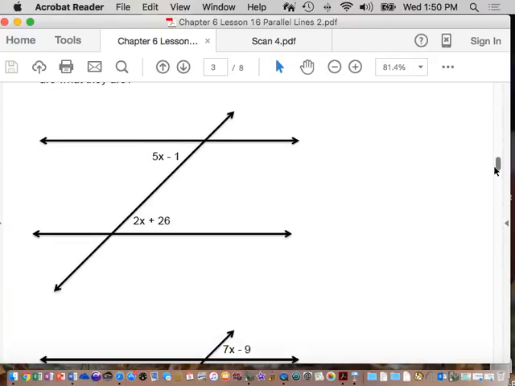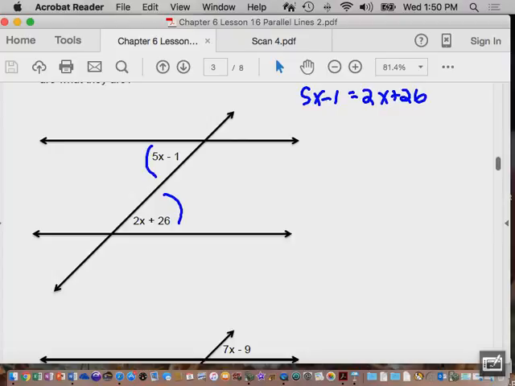I have a question. Are those two angles equal? Yeah. Are those two angles supplementary? Here's how you can tell. Is this angle with a 5x minus 1 an acute angle or an obtuse angle? Acute. Is this angle an acute or an obtuse angle? Acute. In this diagram, all the acute angles equal each other. So, 5x minus 1 equals 2x plus 26, and you solve the resulting equation exactly the same way we did the do it questions. Opposite side, opposite operation, work your way through it.